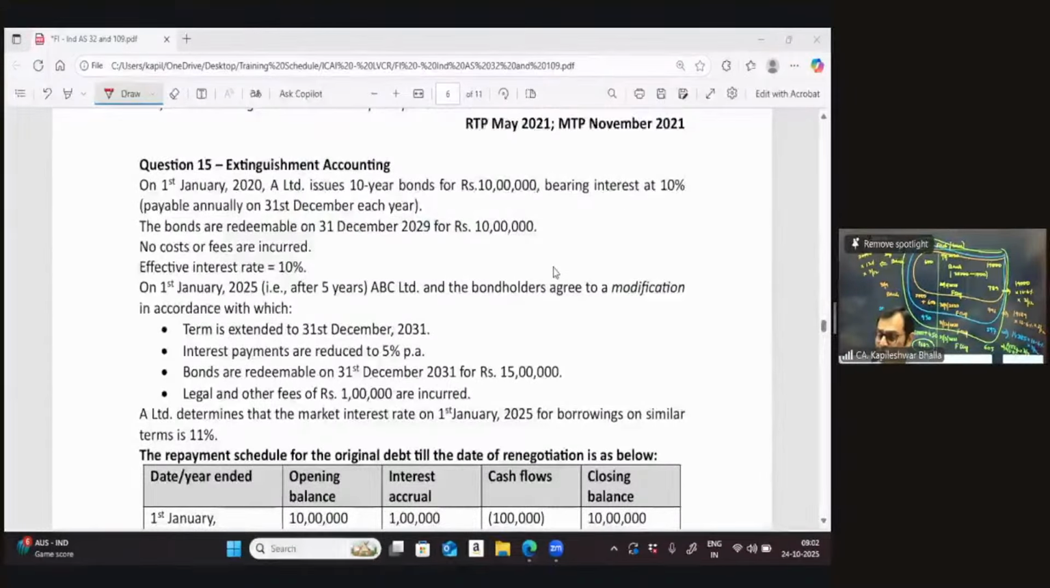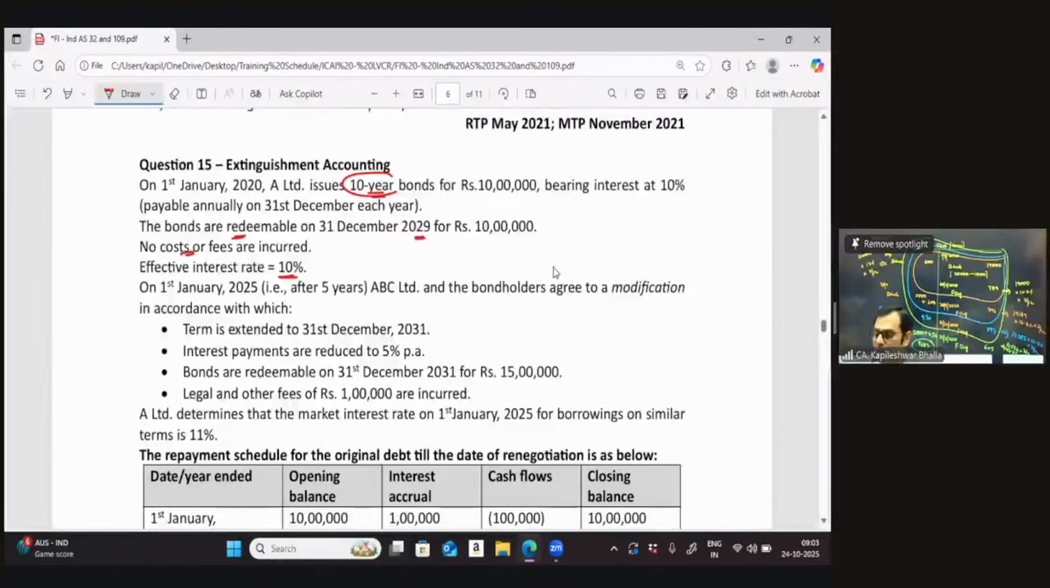It says on 1st January 2021, A issues a 10-year bond for 10 lakhs, bearing interest at the rate of 10%, payable annually on December 31st each year. The bonds are redeemable on December 29. That means a total tenure of 10 years, because you are starting from January 2020 and it's repayable on December 29. So it's already given as a 10-year bond. And then it says no cost or fees is incurred, so no processing fee, which means the coupon rate and the effective rate are the same, at 10%.